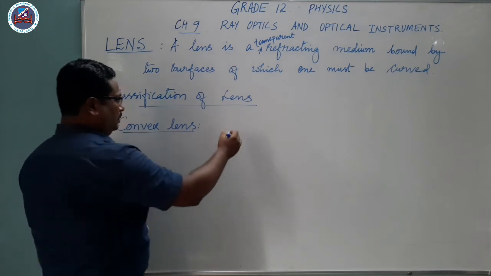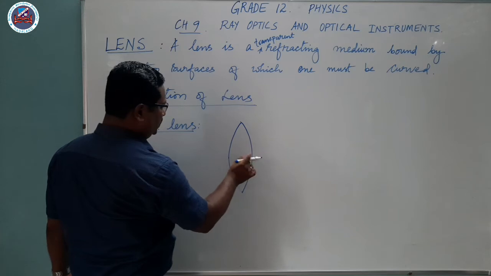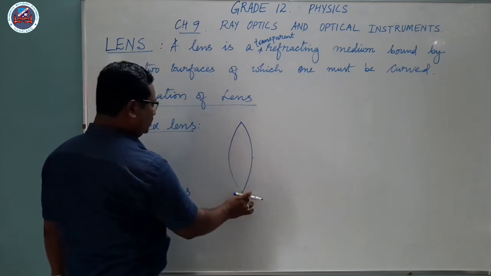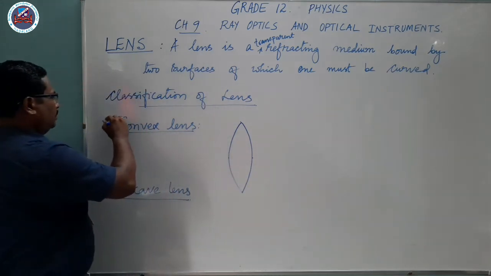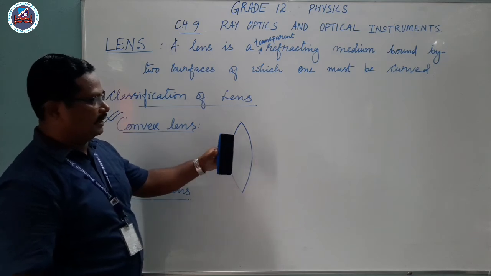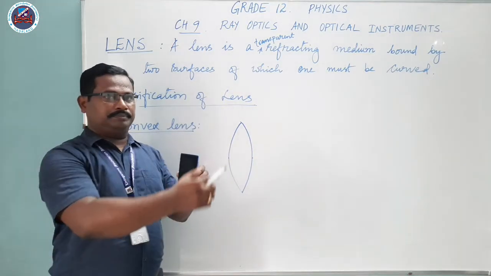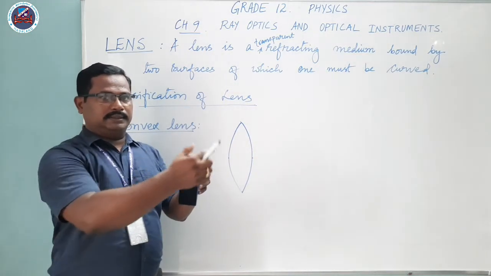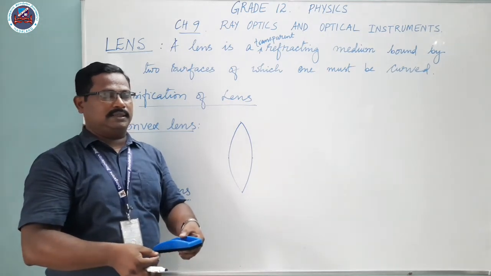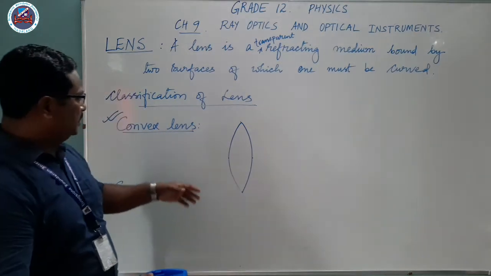If a lens is thicker at the middle, in this region if it is thick, and at the edges it is small or thin, then that lens is called a convex lens. This is the cross-sectional view of the lens. If you keep it like this, then it will appear to be circular. Actually it is circular, but you can hold it and feel that the middle is thick and towards the edge it is thin. So that lens we call a convex lens.